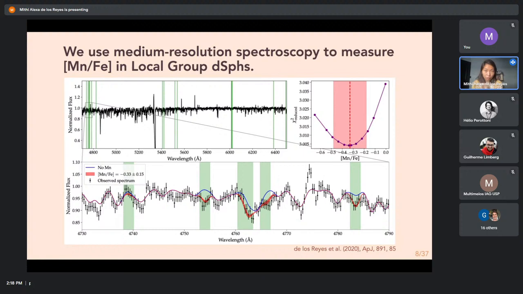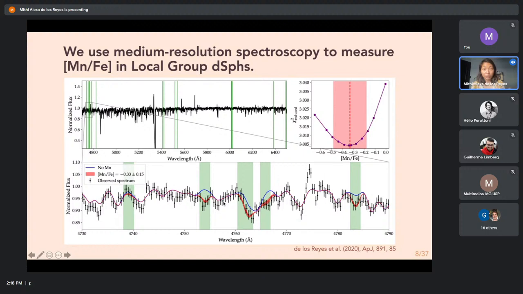Instead of fitting individual lines, which is what's usually done for high resolution spectroscopy, we're going to fit all of the lines simultaneously. And by doing this kind of spectral synthesis, even though the lines themselves might not look that clean, we can still get a pretty precise measurement of the amount of manganese. So that's actually shown here. The blue line is a theoretical spectrum that doesn't have any manganese at all.